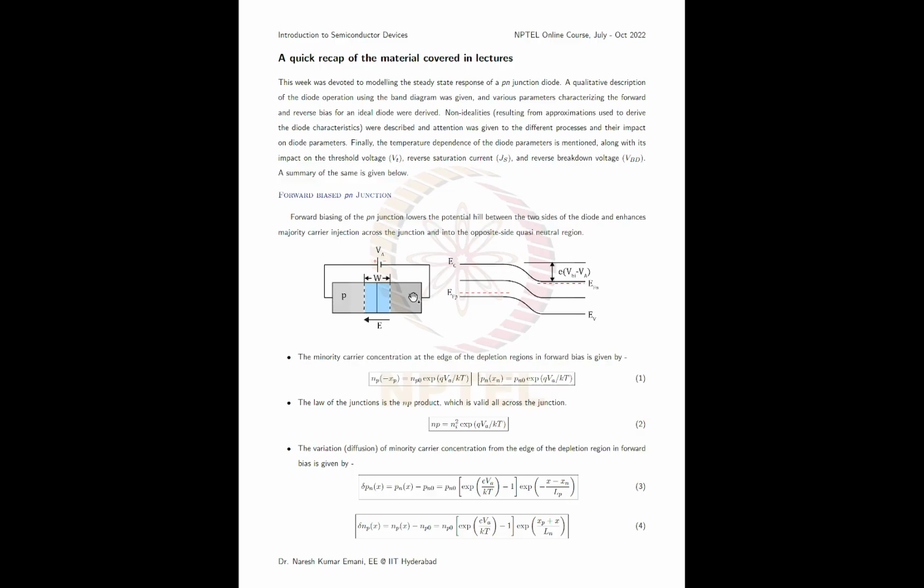So in a forward bias PN junction, your band diagram will look like this. As we had studied, your potential barrier will reduce. The minority carriers at the edges of the depletion region are given by np(-xp) equals np0 exp(qVa/kT), and pn(xn) equals pn0 exp(qVa/kT). The law of the junction is the np product. This equation is valid all across the junction: np equals ni square exp(qVa/kT).